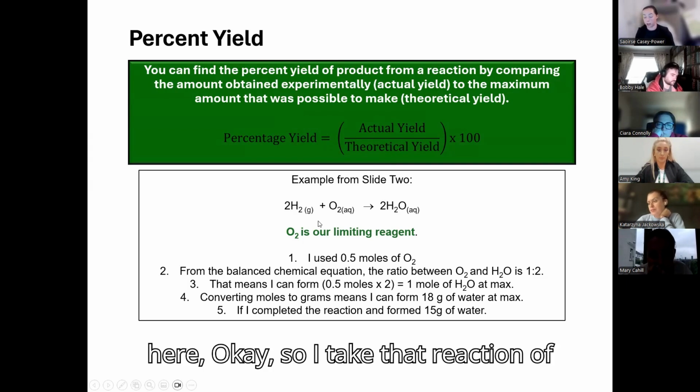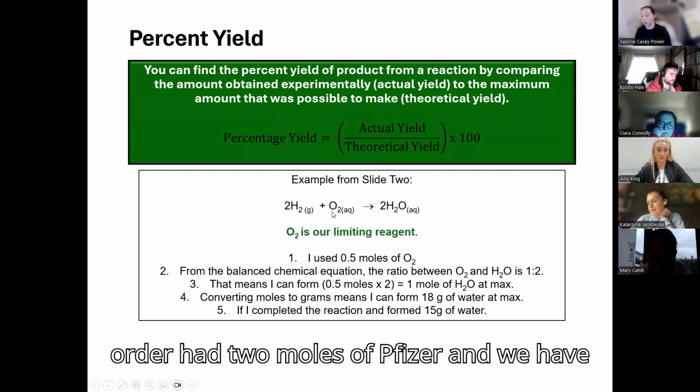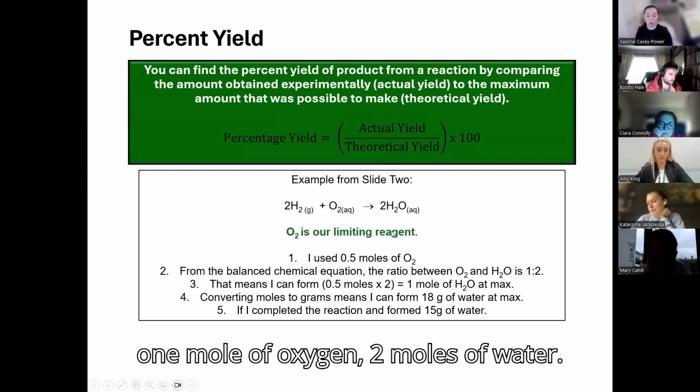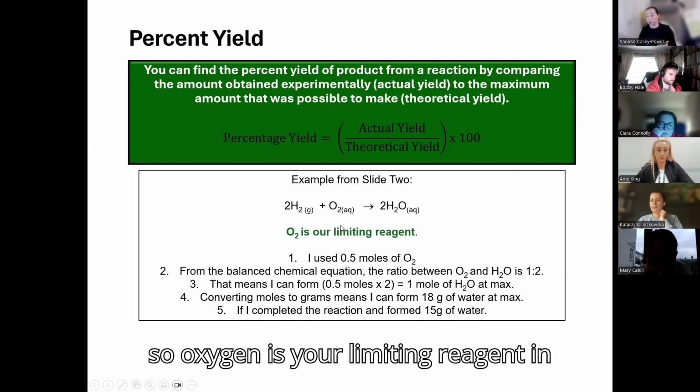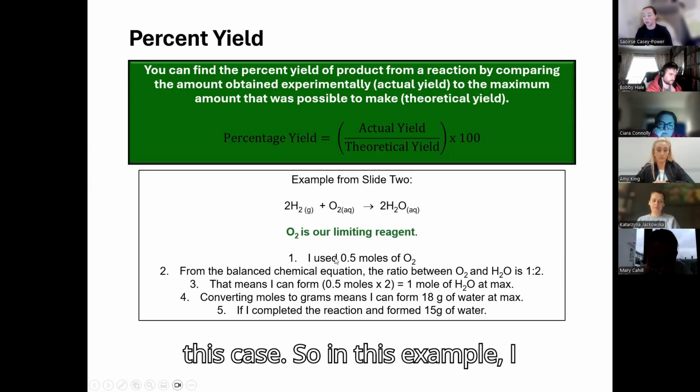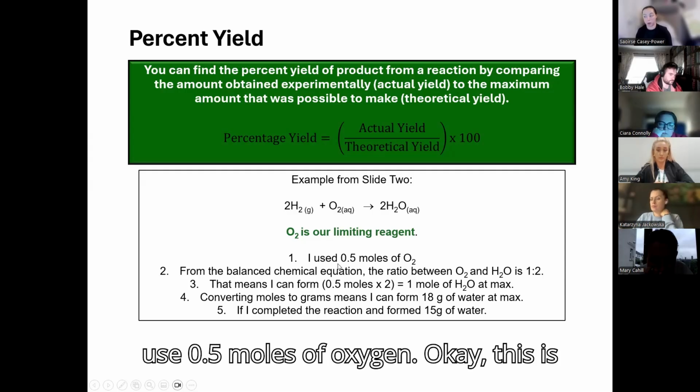So doing an example here, if I take that reaction of water, 2 moles of hydrogen, we have 1 mole of oxygen to 2 moles of water. We figured out from the last slide that oxygen is your limiting reagent in this case. So in this example, I use 0.5 moles of oxygen.